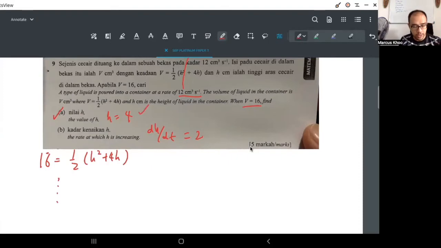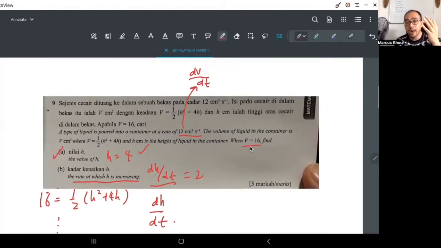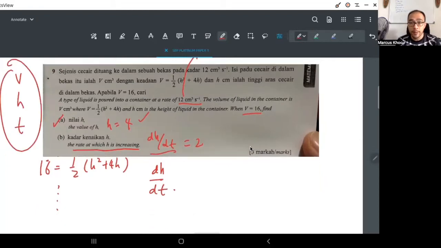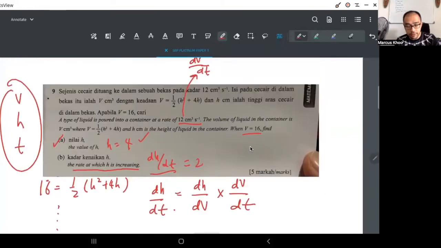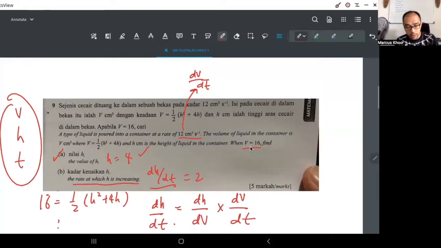The second one is this one, the rate at which h is increasing, which is asking you to find dH dt. Now consider the three unknowns we have here. Kita menggunakan V, H, and T. So we have to form the chain rule using this. Okay, so this will be dH dV times dV dt. The good news is dV dt kita ada sudah, kan? Which we can just directly substitute into here. The problem now is the dH dV.